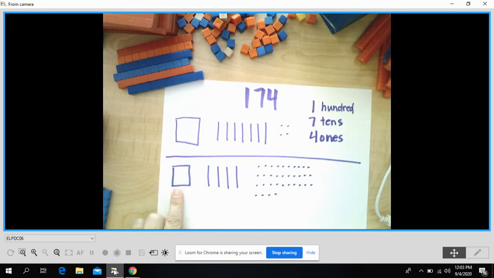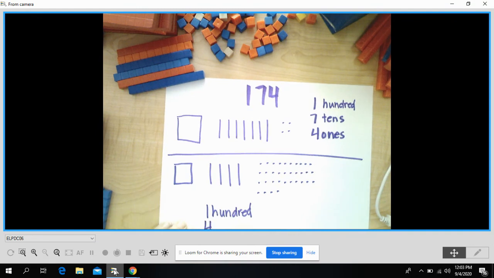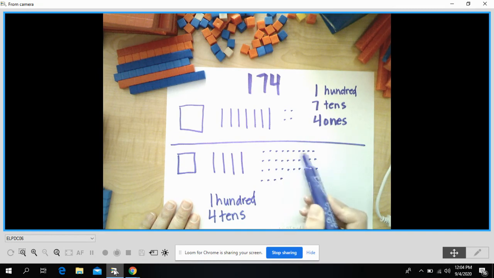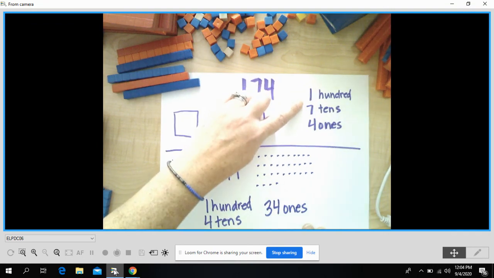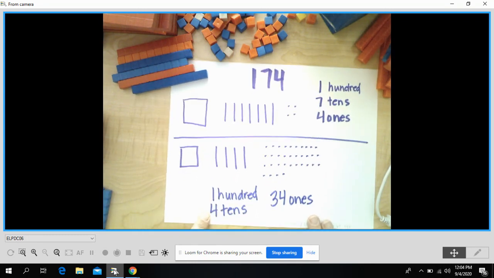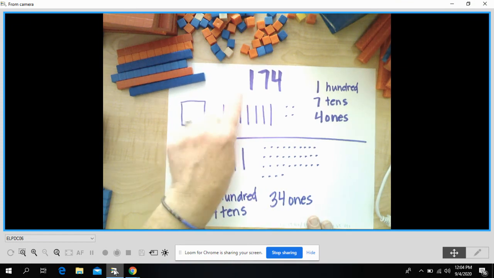Let's look at this model. I have 100, 4 tens, and let's see how many ones I have to make my number 74. 1, 2, 3, 4, 5, 6, 7, 8, 9, 10, 11, 12, 13, 14, 15, 16, 17, 18, 19, 20, 21, 22, 23, 24, 25, 26, 27, 28, 29, 30, 31, 32, 33, 34, and 34 ones. 100, 7 tens, and 4 ones makes 174. 100, 4 tens, and 34 ones also makes 174.